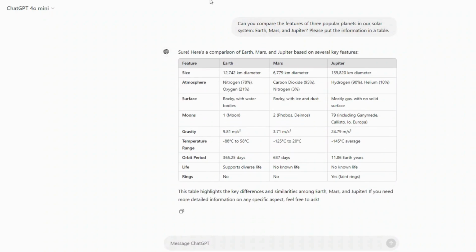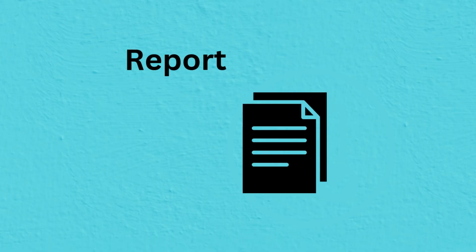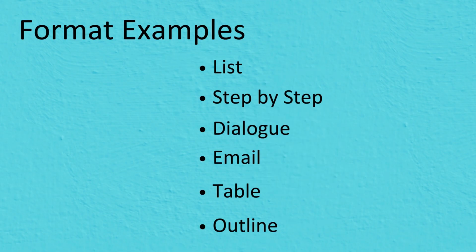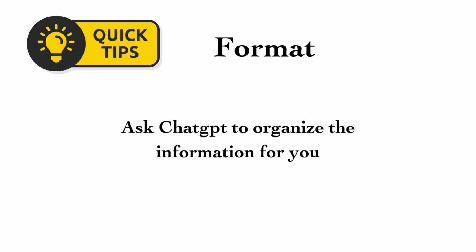If you're writing a report, you could request the output in neatly structured paragraphs with headings for each section. This step ensures you can quickly take ChatGPT's output and run with it. Examples of format ChatGPT can create: a list, step-by-step, dialogue, email, table, outline, etc. Here is a pro tip. Let ChatGPT organize the information for you.